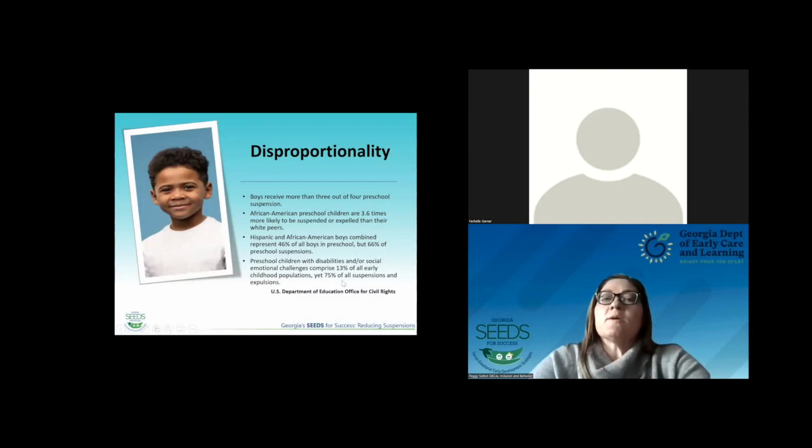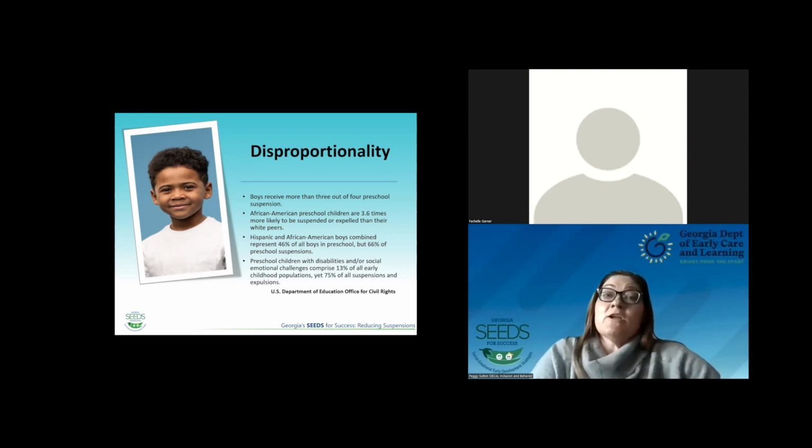The U.S. Department of Education Office for Civil Rights has completed a study, and it's going to help shine some light on disparities in exclusionary practices. According to the Civil Rights Data Collection Report of 2016, boys receive more than 3 out of 4 preschool suspensions. African American children are 3.6 times more likely to be suspended or expelled than their white peers.